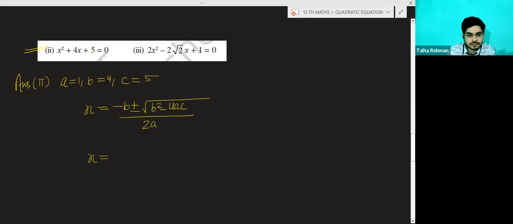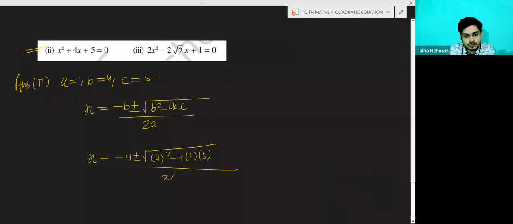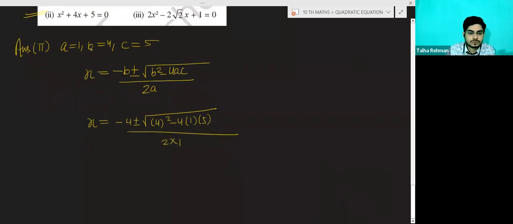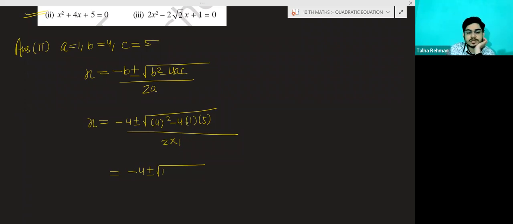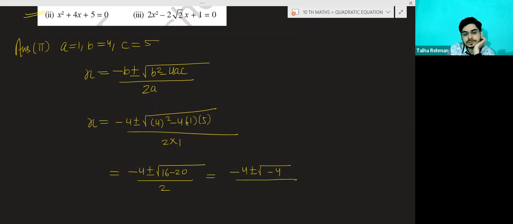Now, x is equal to minus 4 plus minus under root of B square means 4 square, minus 4 into 1 into 5, divided by 2 into 1. So here you are getting minus 4 plus minus under root of 16 minus 20, divided by 2. So this is minus 4 plus minus root of minus 4 divided by 2.